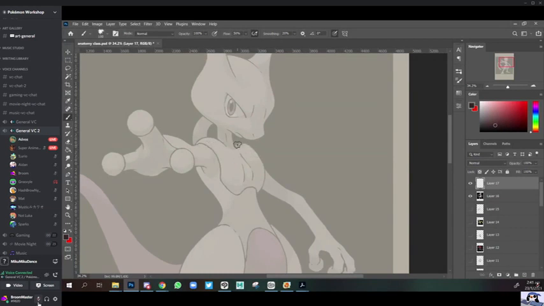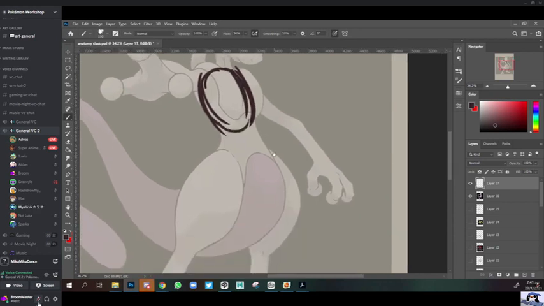On Mewtwo, there's a lot more definition. So you can very clearly see this is the ribcage. You can even see where all the muscles are, like the front, and the pelvis I'm assuming would be somewhere here.